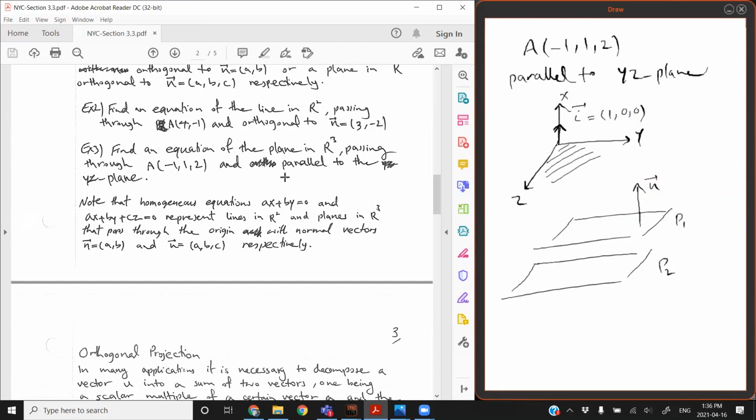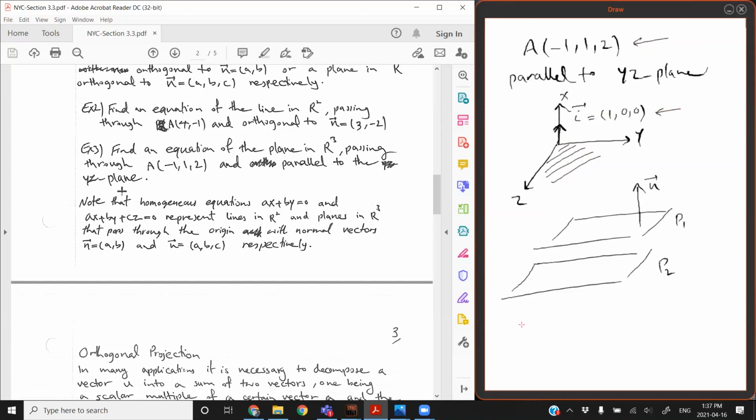However, we know that the plane is parallel to the YZ plane. If the plane is parallel to the YZ plane, which is the floor here, then I can use the standard unit vector i as the normal vector to that plane, because this plane is somewhere maybe up here or down here. It passes through the point -1, 1, 2, but it is parallel to the YZ plane. So I'm going to use this as the point, and I'm going to use this as the normal vector.